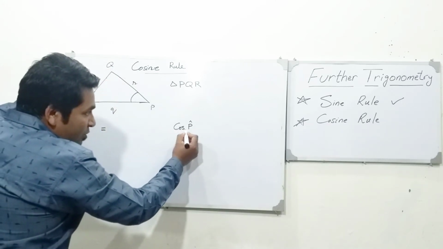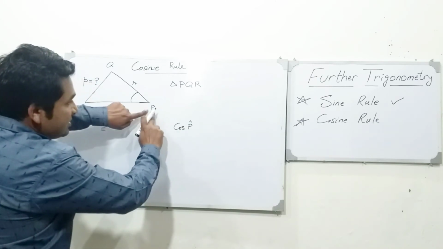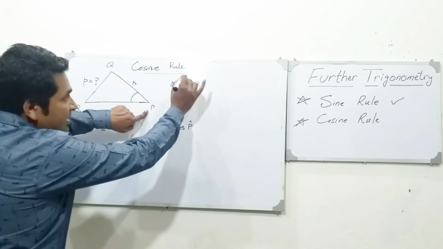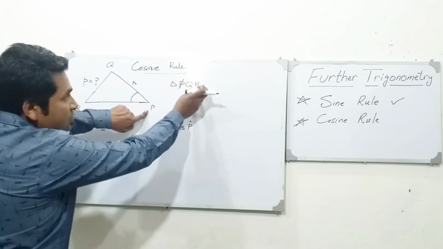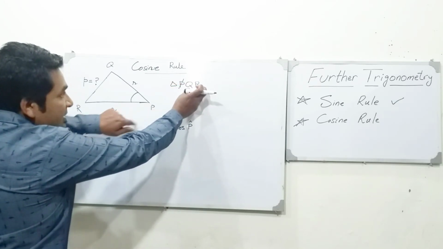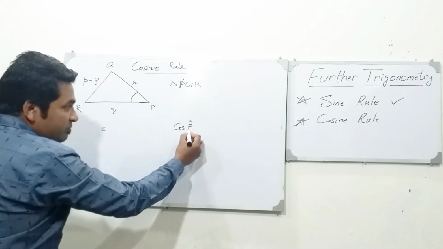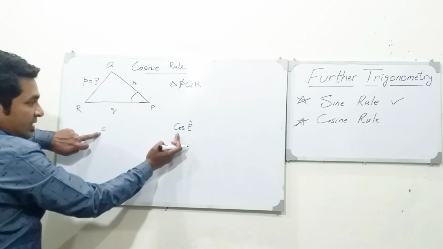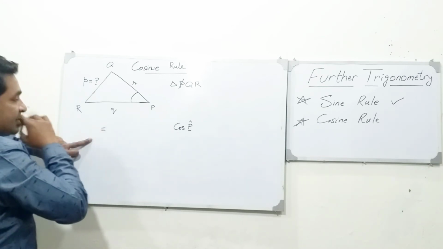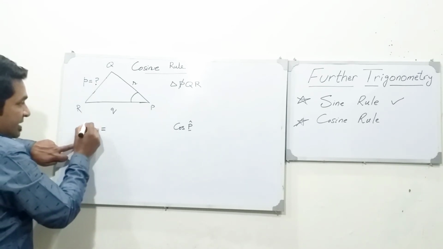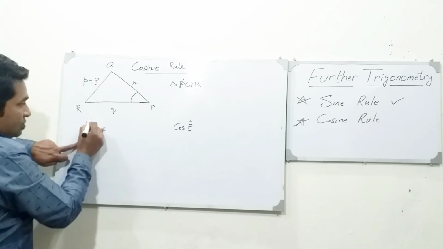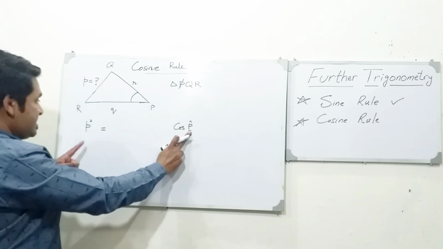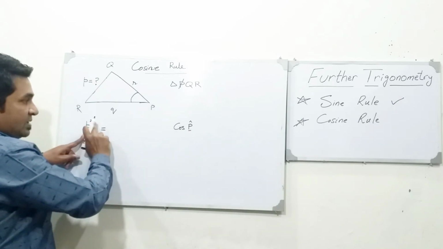Now with cos, I have used this vertex P, angle P. Which two are left? Q and R. Here this is the equal sign, with a right side and a left side. So on the left side I will write P squared. So the angle is P, and the side is P squared.